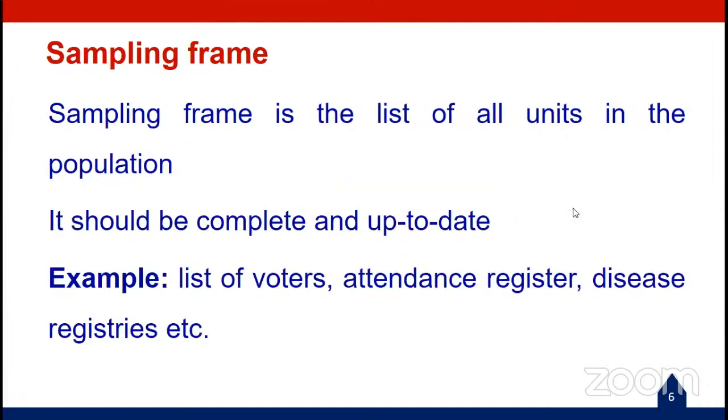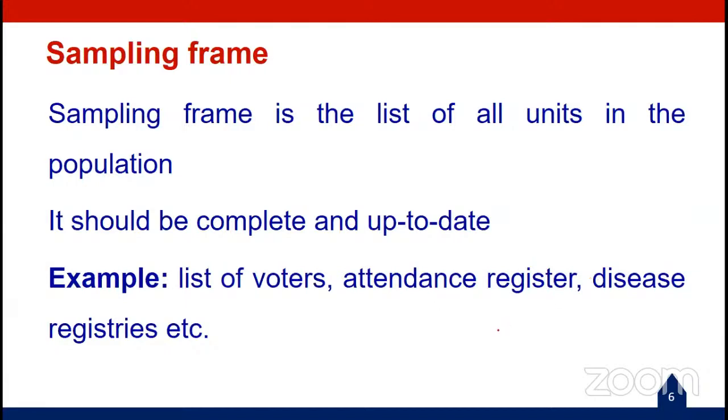Sampling frame. The sampling frame is the list of all the units in a population. Basically, some identifier should be there for all the individuals in the population. For example, a voters list or an attendance register. If we want to select students from a school, the attendance register can be a sampling frame. Similarly, disease registries.